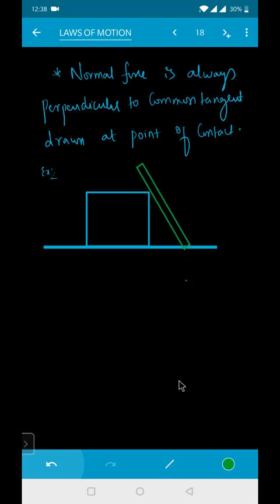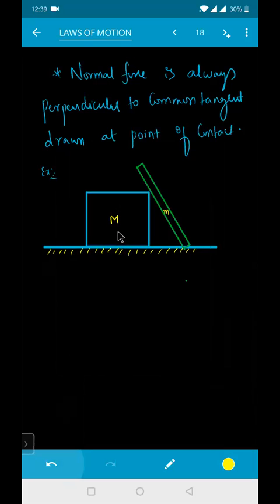So this is something like this. This one is small m, and this one is capital M. And this one is your ground. Make an FBD of this. What are the forces acting on this body? Let us try to talk about this.